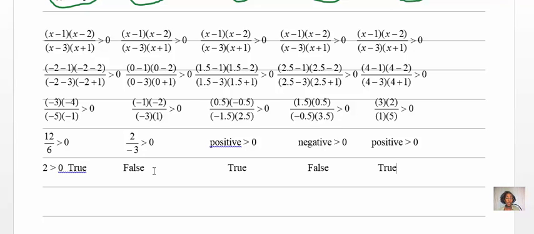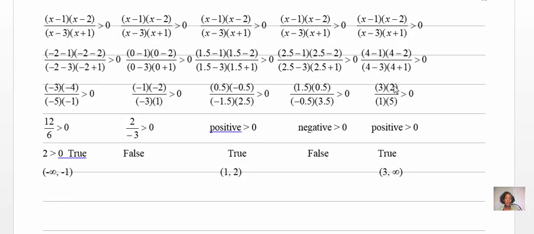Where you have to be careful with using that shortcut is if there are any even powers on any of your factors in your factored rational expression, then that may not be true. So you do have to know when you can use that shortcut. Anyway, we went the long route this time, and we see where the inequality is true and on what intervals it is false.